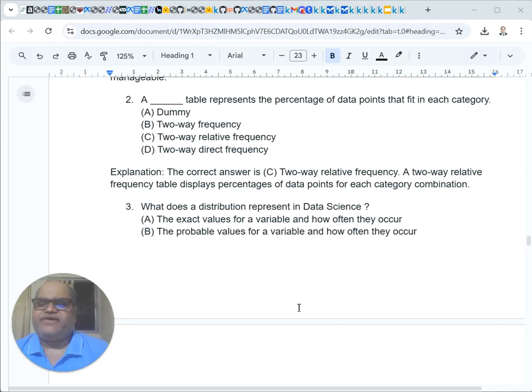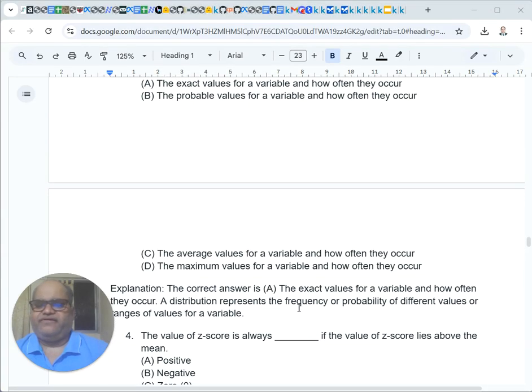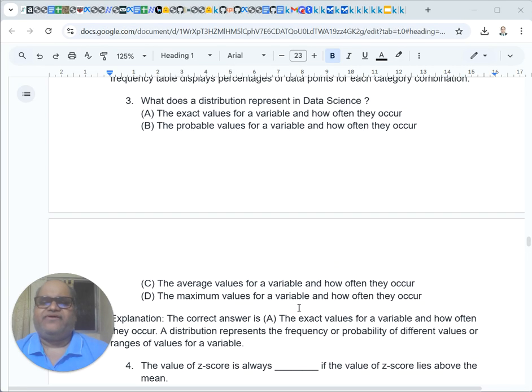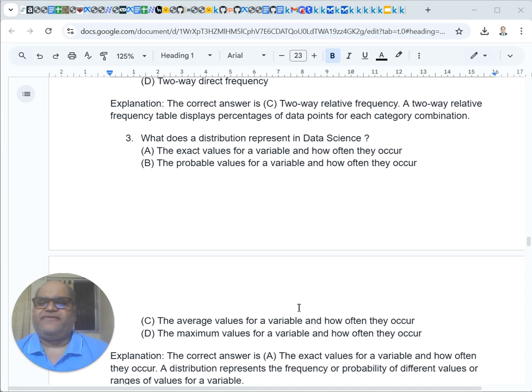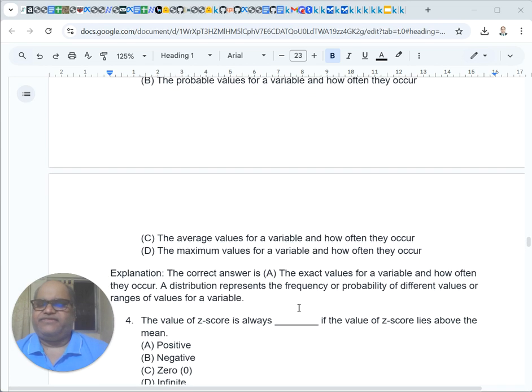The next one is, what does a distribution represent in data science? They have given two options: the exact values for a variable and how often they occur, or the probable values for a variable and how often they occur. And then C and D are average values and maximum values. So as you know, the exact values of a variable and how often they occur is what defines a distribution.